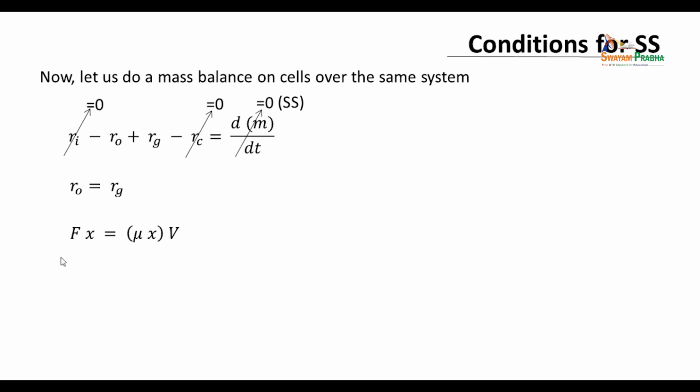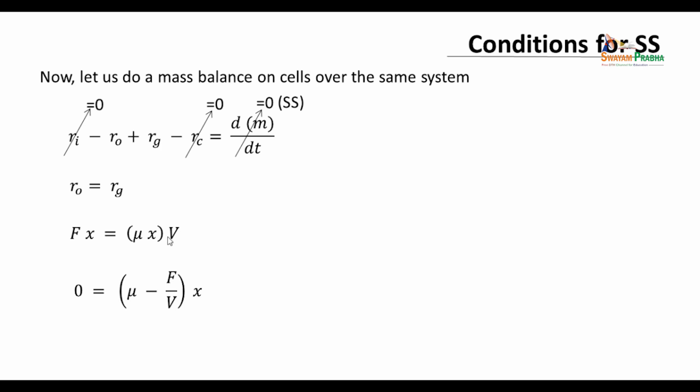What is rate of output? The volumetric flow rate times the cell concentration. You work this out in terms of units. You will find that this is indeed the mass rate of cells in the outlet stream, and it equals the rate of generation, which is mu x into V. Mu x is the rate of generation of cells per unit volume, on a volumetric basis. We need to multiply it by the volume to get on a mass basis. So Fx equals mu x times V.